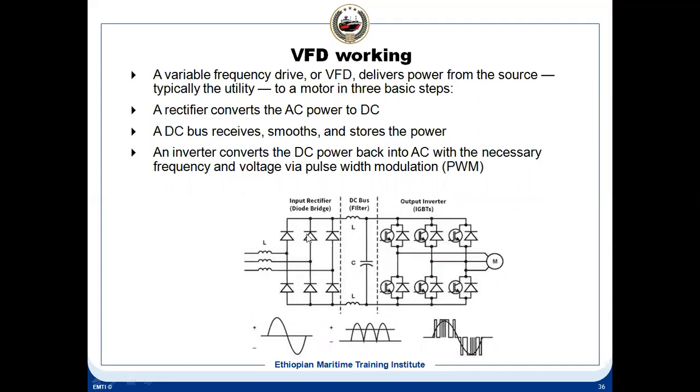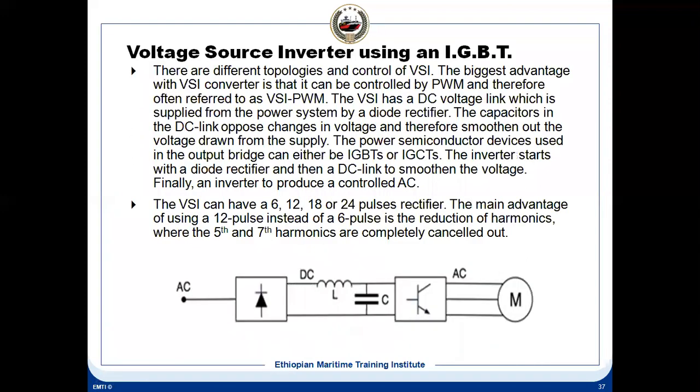DC supply, it will receive, smooth, and store the power. Then the inverter section will convert the DC into AC. How does the inverter convert? By switching. So it switches on and off in a sequential manner.